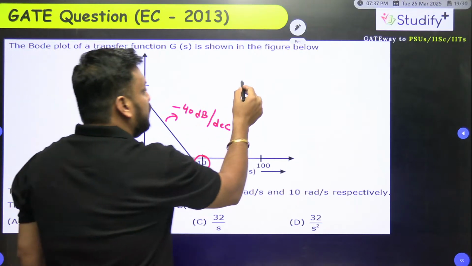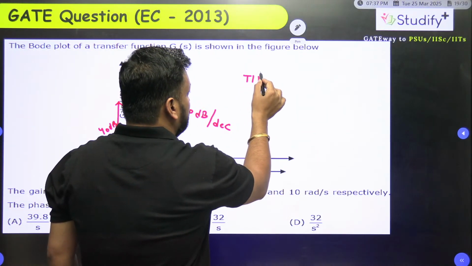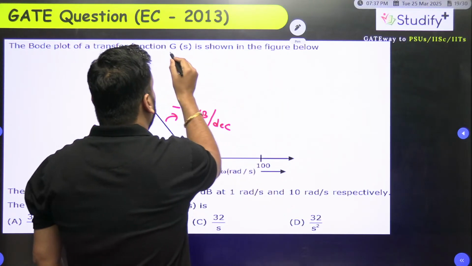If the slope is -20 dB per decade, and if our examiner is asking for the transfer function G(s), it is given to me.